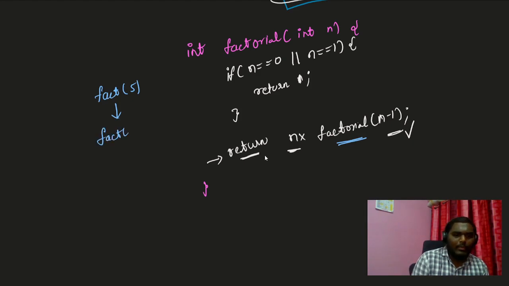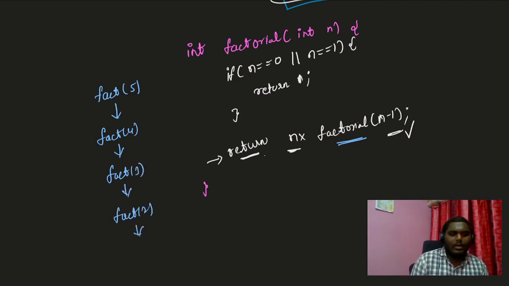So again you make one call. Again you make another call for 3. Again another call for 2. Again another call for 1. Okay, so after reaching 1, you will stop here. Now, tell me how many calls we have made.